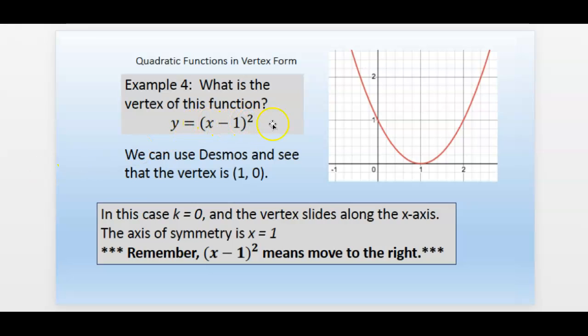Now one that looks like this, where there's nothing on the outside. This time the y-coordinate is 0. Minus 1 means plus 1 for the x-coordinate, for the h, but the k here is 0. The k equals 0. The vertex, again, starts at the origin and slides along the x-axis up to 1. Remember, that's a perfect square. So both factors are 1. So it just touches the x-axis in one place.